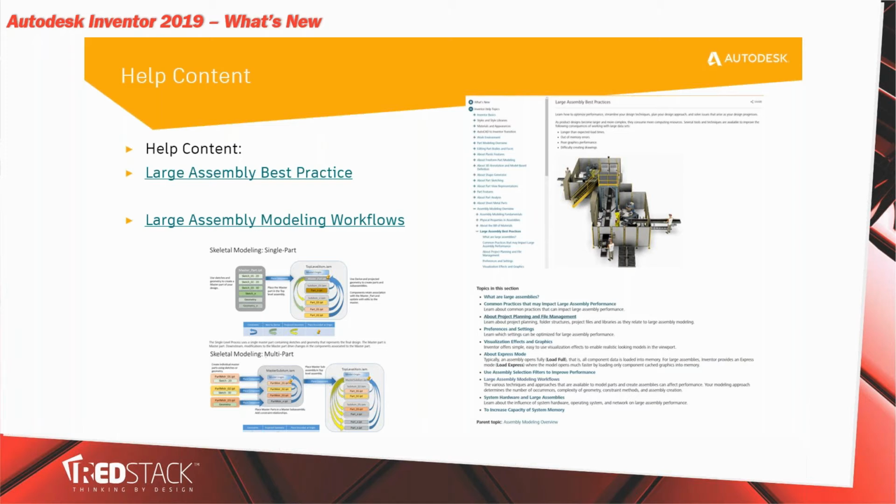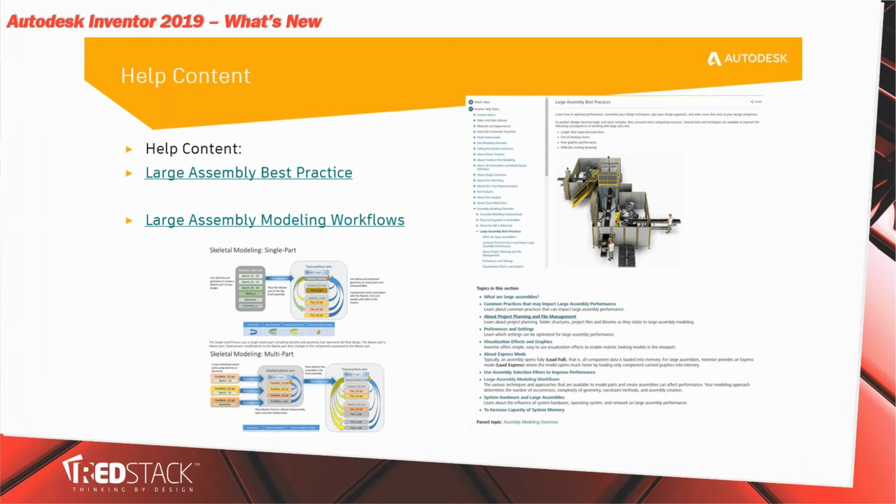Even some system information on recommended hardware. If you're using 10,000 parts, you should have 16 gig of RAM, etc. If you're using 50,000 parts, then obviously we need quite a bit more. So certainly worth a look. And like I said, the workflows there are also very beneficial.